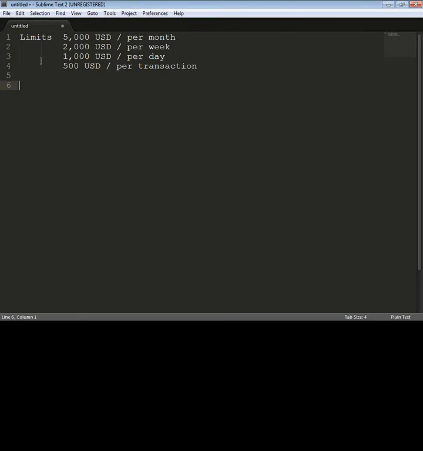Now, this is a very easy rule to enforce. No transaction can be over 500 USD. Now, what about this rule, that in a single day you may not do a transaction over 1,000 USD? And what about the rule for a week or for a month? So this really depends on the sort of scenario that you actually have in mind.